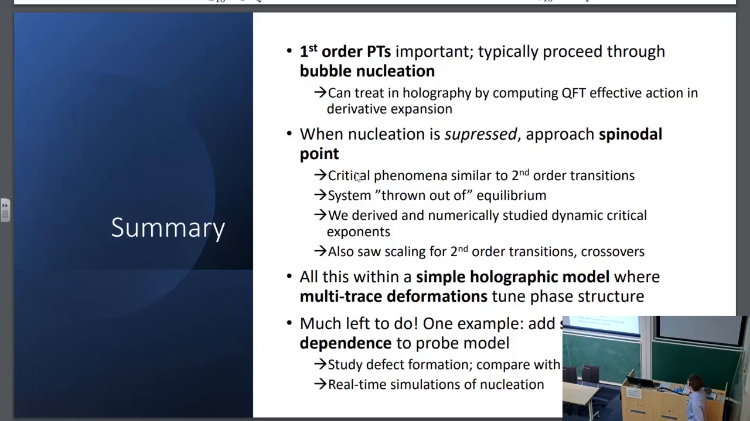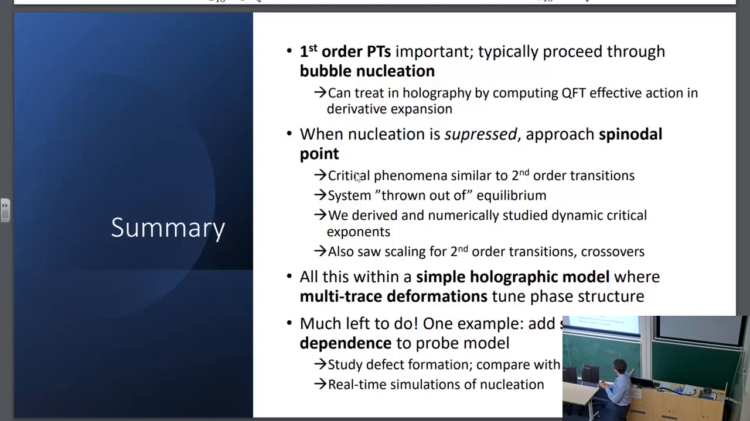So yeah, okay, I have time to actually read the summary. We talked about first order phase transitions, why they're important, and how you can treat this bubble nucleation in holography. David talked about what happens when the bubble expands. I talked about the actual nucleation event. And then when nucleation is suppressed, you can approach this spinodal point, and you see various critical phenomena. The system gets thrown out of equilibrium in some sense, and you see the scaling. We had this simple holographic model where we can easily look at all this stuff. And as usual, there's much left to do.